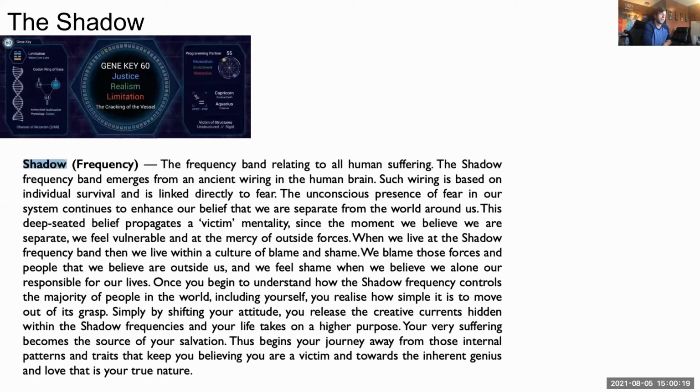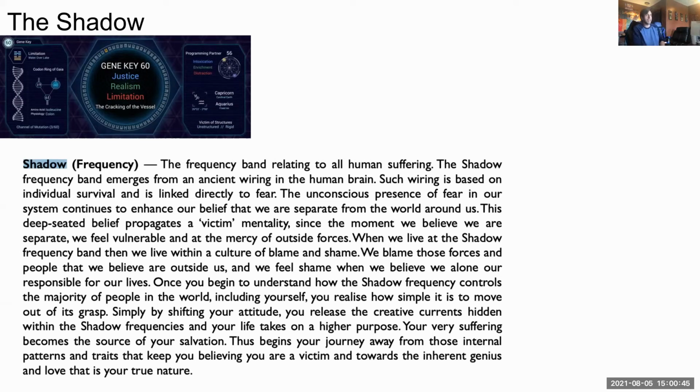So that's a brief review of the not self. Let's look at the shadow. And remember, the gene keys operates in three frequencies: the shadow, the gift, and the siddhi. And generally, the world right now is in kind of a shadow consciousness, and we have been for a while. I think we're breaking free of that, but basically the shadow is this oppressive kind of dark side consciousness.